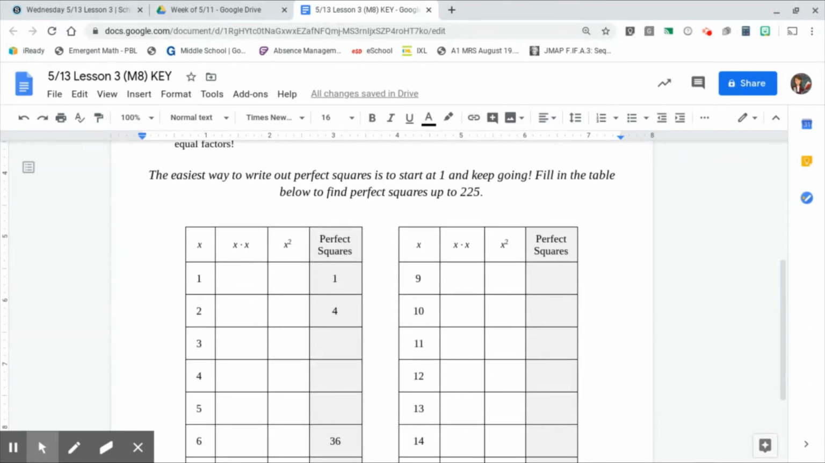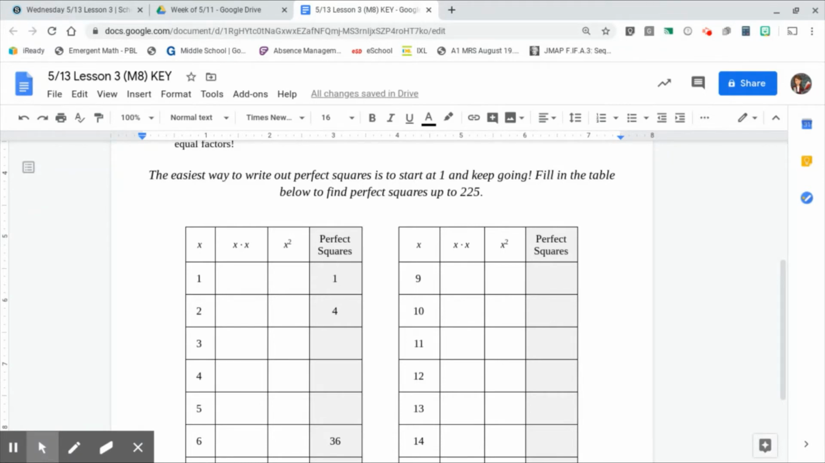So the easiest way to write out perfect squares is to start with 1 and then just keep going. There are an infinite number of perfect squares. We can go on until we die. We can keep going for years, okay? They never end. For you, I want you to memorize up to 225. So that does not mean to memorize 225 numbers. They're just certain numbers between 1 and 225. So we're going to fill in the table below to find the perfect squares up to 225.